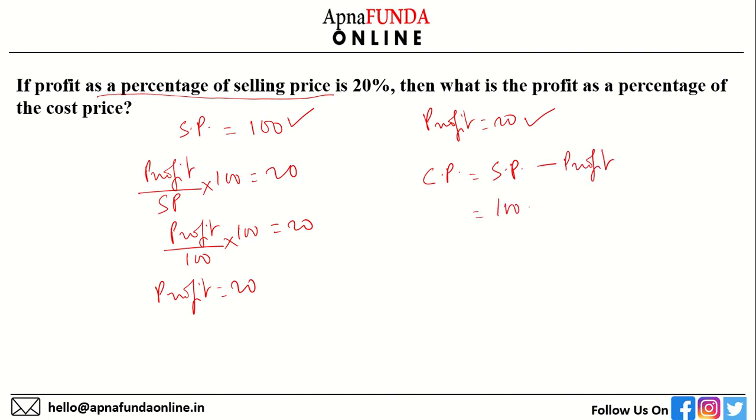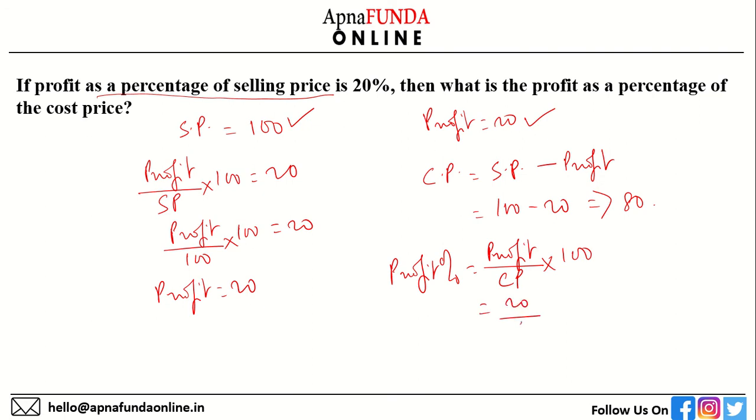Selling price is 100, profit is 20. So cost price is 80. Now we have to calculate the profit percent as a percentage of cost price. So profit percent will be profit by cost price into 100. Profit is 20, cost price is 80. This is 25%. I hope you have solved along with me, and this is the answer that you will also get.